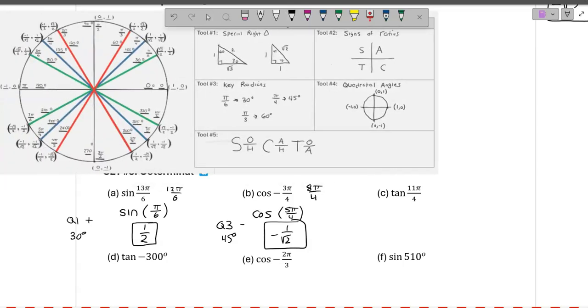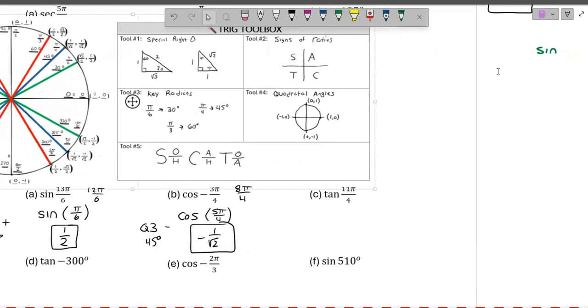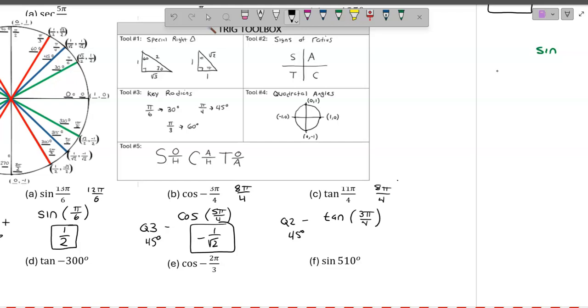All right, continuing on, we're going to move on to a tangent problem. 11 pi over 4. So again, in the world of fourths, that is 8 pi over 4. So 11 minus 8 is going to be 3 pi over 4. So this is the same as tangent of 3 pi over 4. That's in quadrant 2. Tangent's negative in quadrant 2. And the reference angle is 45 degrees. So let's find the tangent of 45. That's 1. And then we're going to throw a negative sign in front of it. So there is how I found those first 3.